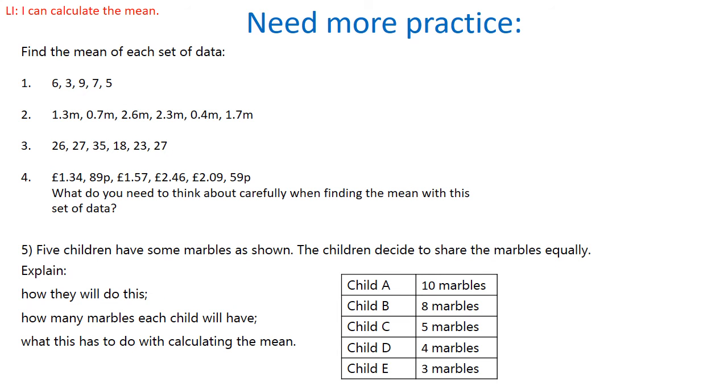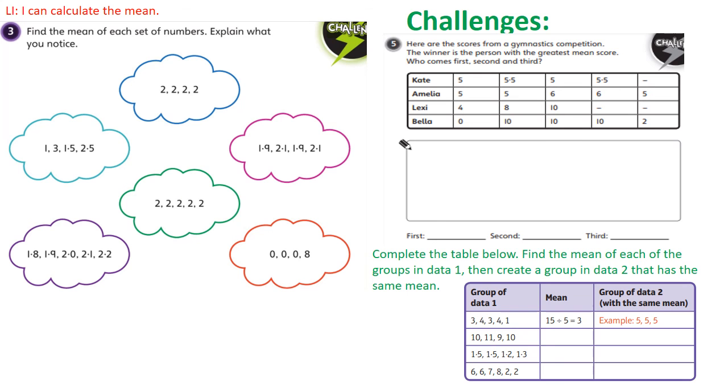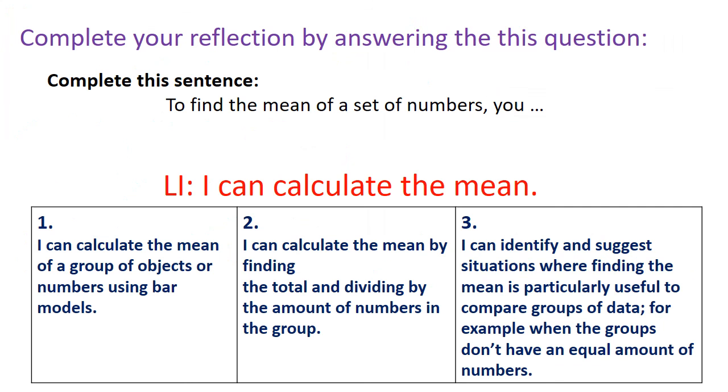If you feel not too sure, then have a go and do the need more practice. If you're happy and you think, yep, I've been successful, then have a go at some of the challenges. Remember, it's the need more practice or it's the challenges. It's one or the other. And then you can finish off by doing your reflection. Complete this sentence. To find the mean of a set of numbers, you tell me what you do.